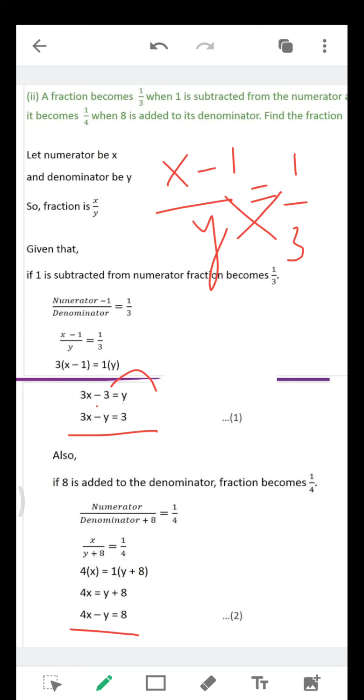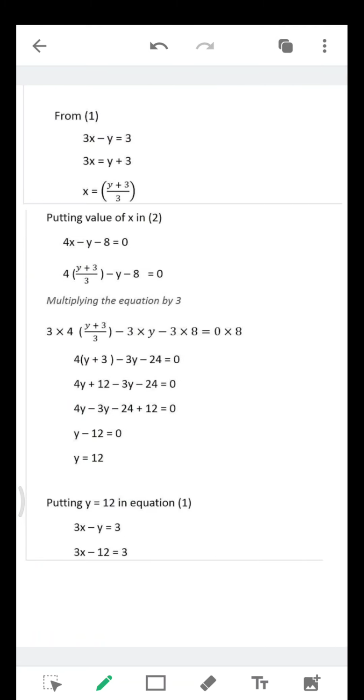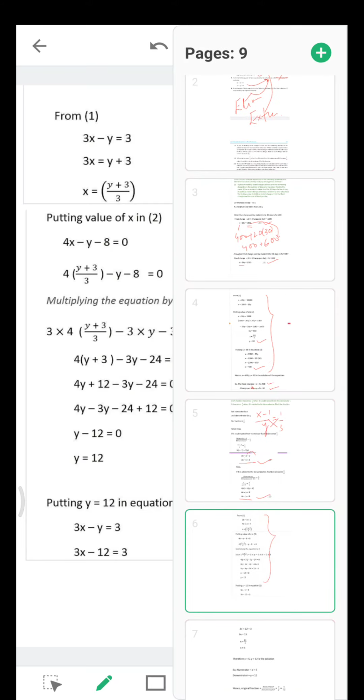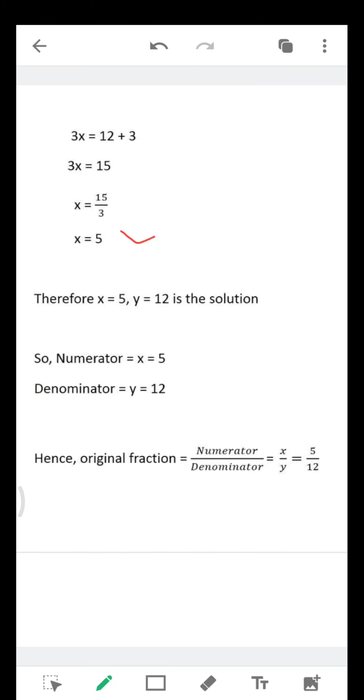You can solve these two equations; the solving part should be done by you. I have done it by the substitution method. You can solve it by elimination too. After solving by substitution, we get the values of x and y. That is, x is 5 and y is 12. So our fraction is 5 by 12. You can solve by the elimination method or any method you find easy.